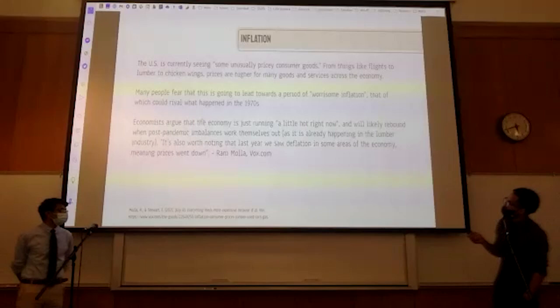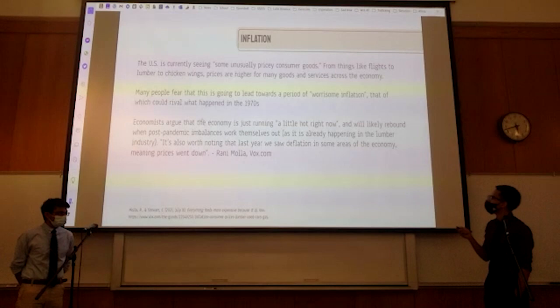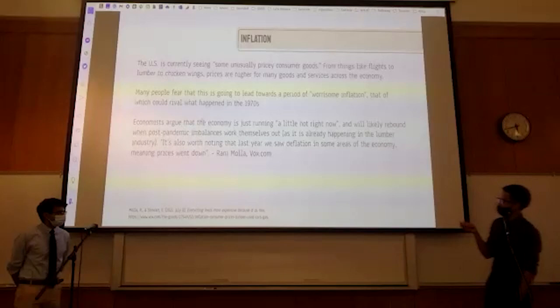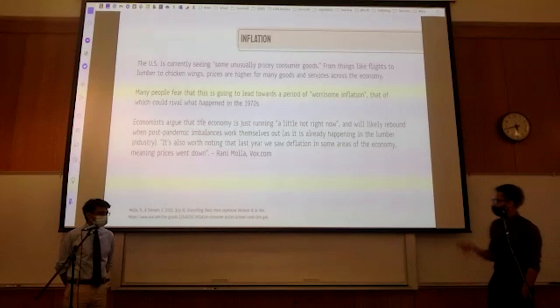All right, so basically the US is currently seeing some unusually high consumer good prices, things like flights, lumber, chicken wings are higher. People fear that this is going to lead to a period of worrisome inflation. I'm not going to get into what happened in the 1970s, because if you're not familiar with the term stagflation, it's of very little importance to you. But a lot of economists argue that this isn't going to be a long period. It's very short. People argue that we're just a little hot right now, we'll rebound later. But considering trends that have happened, I doubt it.